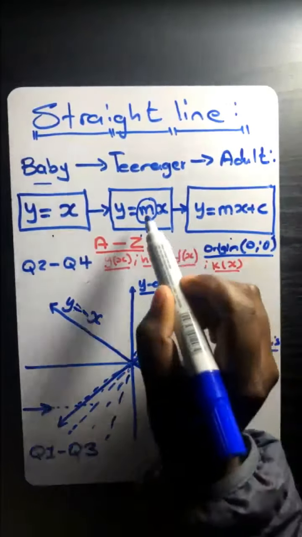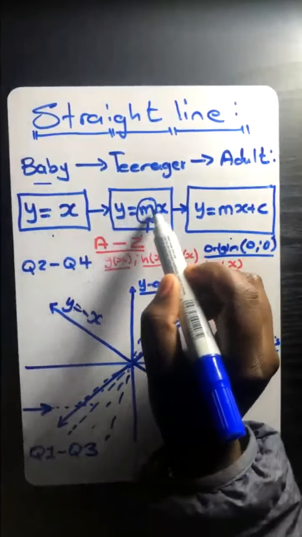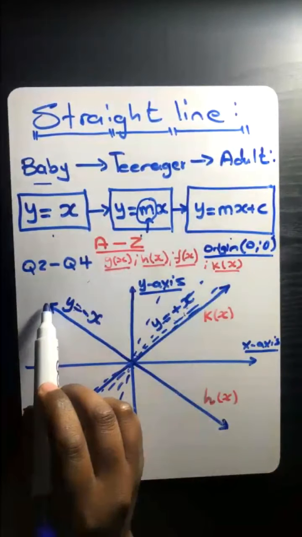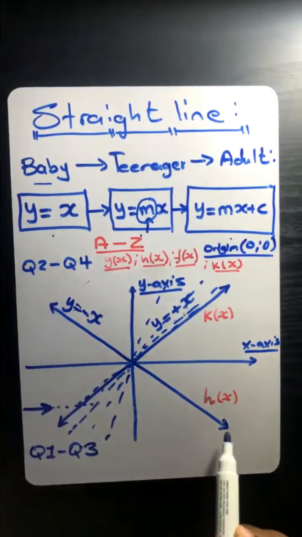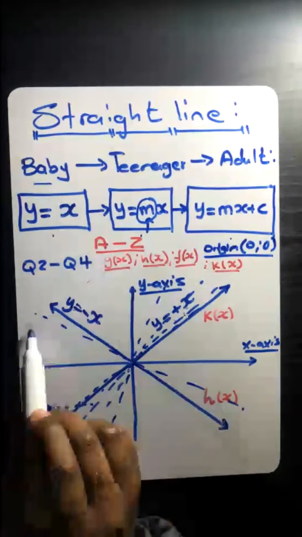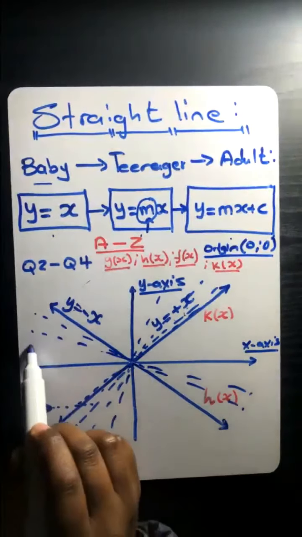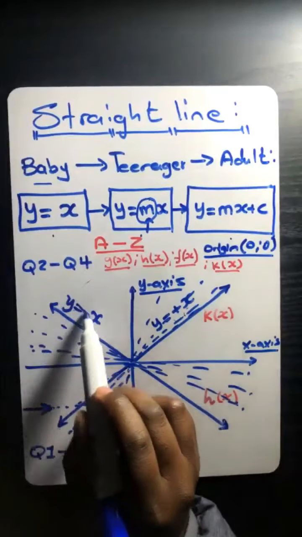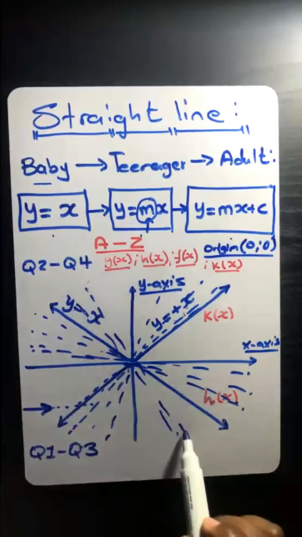In terms of that value being a negative value, the same thing can be explained. It's going to be a line from the second quadrant to the fourth quadrant, but at different slopes.